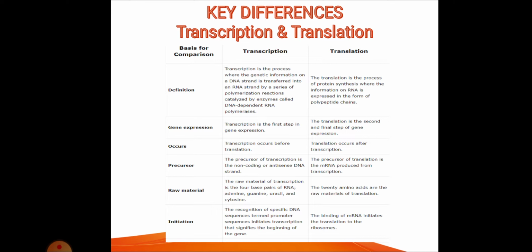And let us talk about the precursor. The precursor of transcription is the non-coding and antisense DNA strand. And in translation, the precursor is the mRNA produced from transcription. As for the raw material, the raw material of transcription is the four bases of RNA, which are adenine, guanine, uracil, and cytosine. In translation, the 20 amino acids are the raw materials. Always remember that, guys.